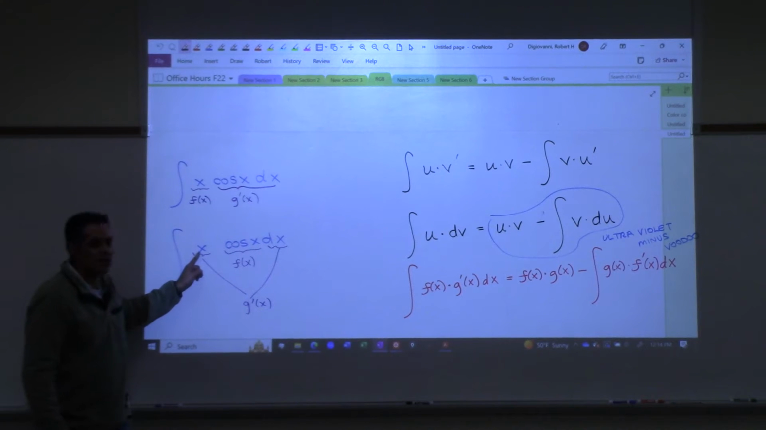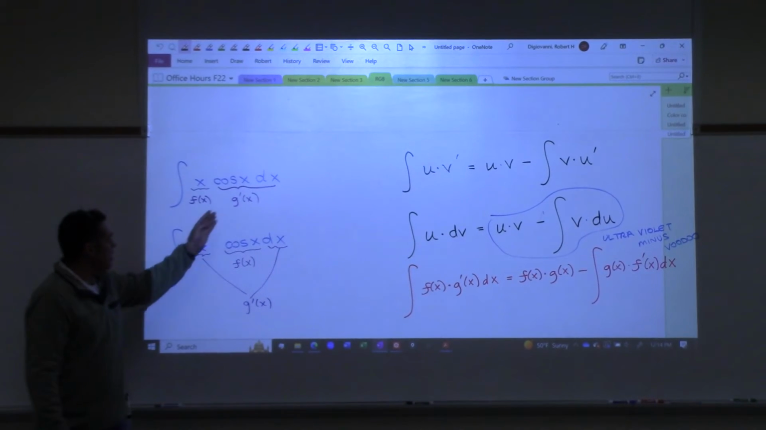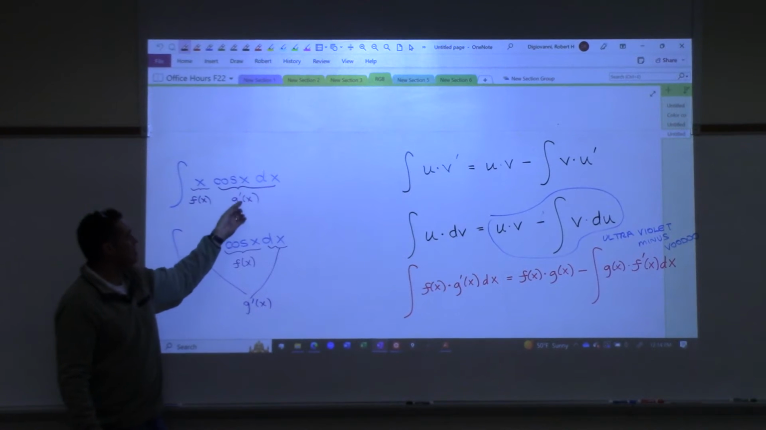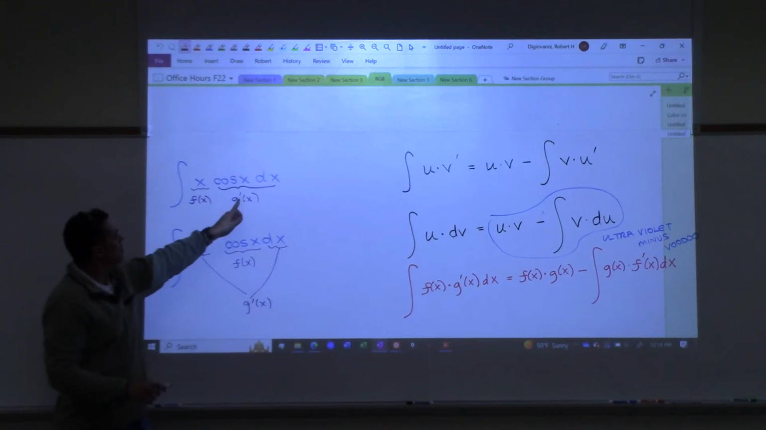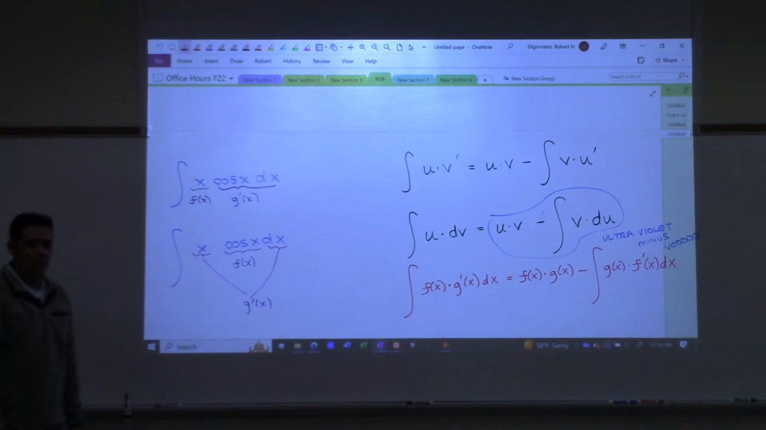Is x the derivative of something? What? 1/2 x squared. So yeah, of course I could look at x as the derivative of something. Right? Here, cosine x dx, is that the derivative of something? Yeah, sine, right? So do you all see that there are two different ways I could approach that? Which one is better? Can you do both?